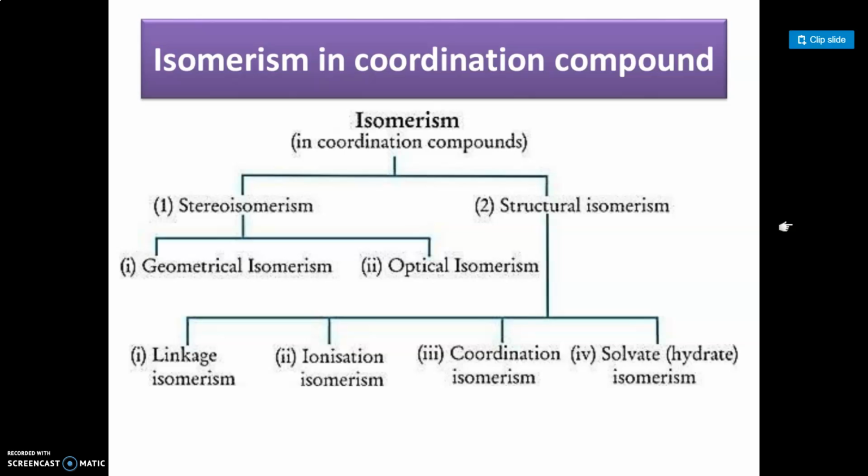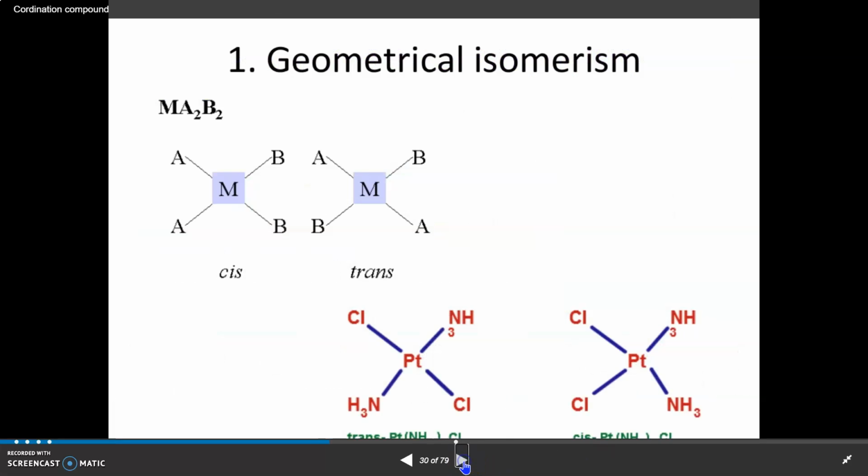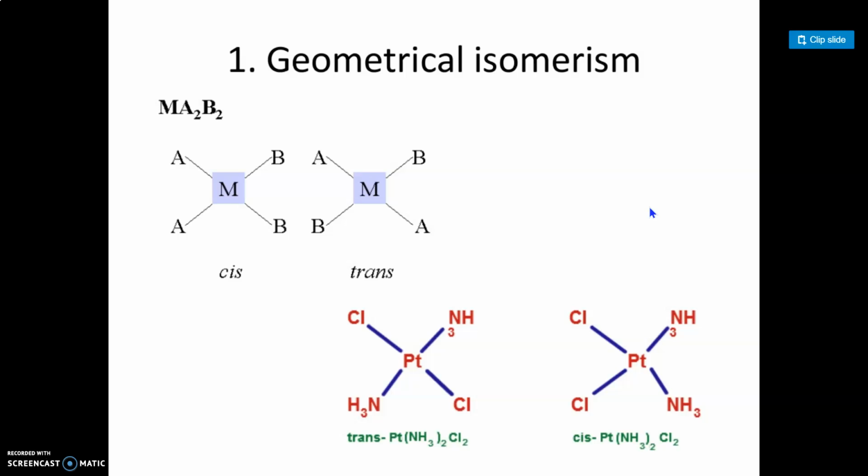Isomerism in coordination compounds may be divided into two main types, that is stereoisomerism and structural isomerism. Stereoisomers are further divided into two types, that is geometrical isomerism and optical isomerism. Structural isomerism is further divided into four main types, that is linkage isomerism, ionization isomerism, coordination isomerism, and solvate or hydrate isomerism.